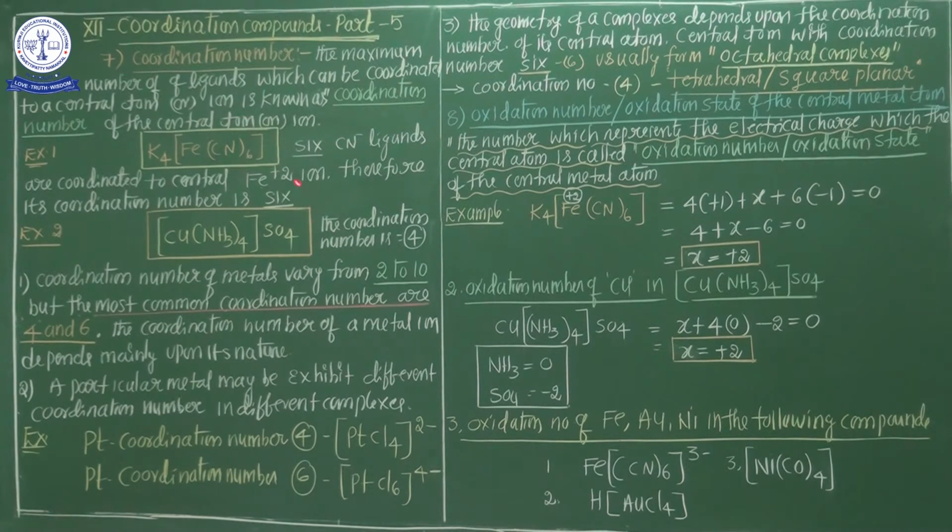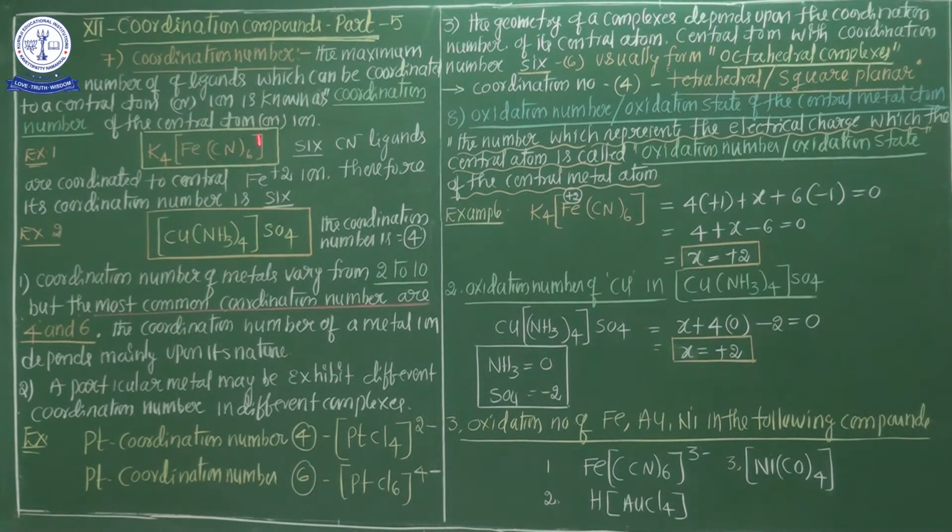So see here, 6 CN ligands are coordinated to the central Fe2+ ion. Therefore, the coordination number of iron is 6. Okay, now one more example: [Cu(NH3)4]SO4. Here, what is the coordination number? This is the central metal atom and these are the ligands. 4 ligands are directly attached to the copper. Hence, the coordination number of copper here is 4. So this is the coordination number.